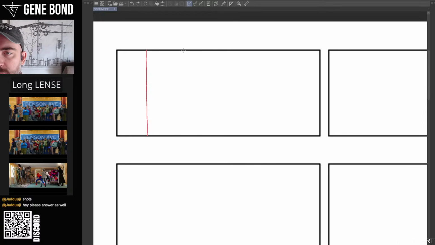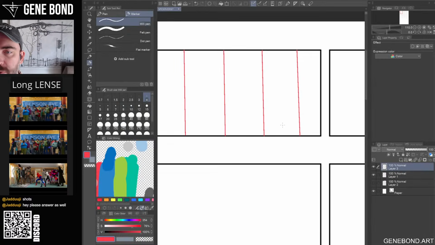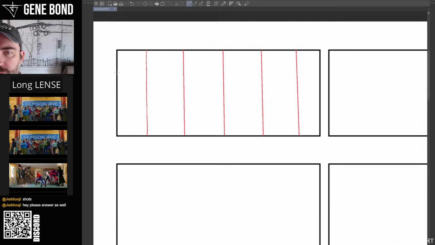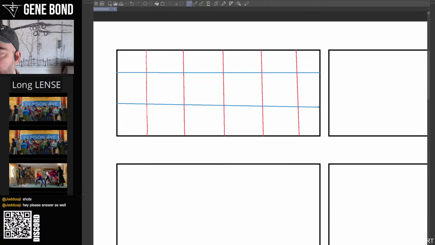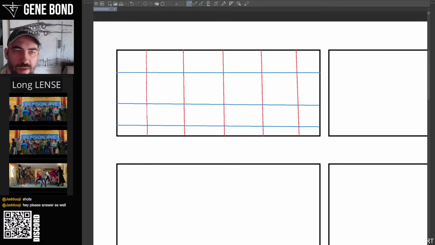So this long lens. It's like 2D perspective, really. So we have this kind of grid. And the trick is like seen like this.